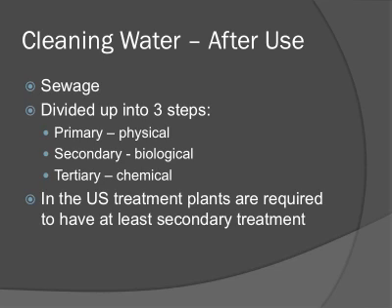Primary is your physical separation, so this is where the large parts settle out. Secondary is where we use microorganisms, and tertiary is our chemical. In the U.S., our treatment plants are required to have at least the primary and the secondary treatment. The only time we really need the tertiary treatment is when we're dealing with industrial waste.